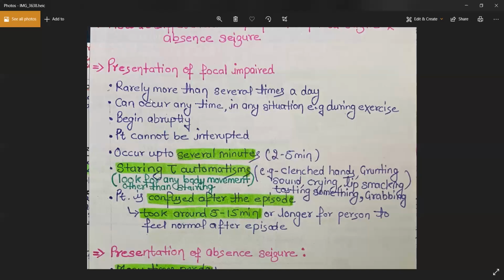These episodes begin abruptly, okay, and the patient cannot be interrupted. You try to wake up the patient, like, listen to me, what happened, but they just do not respond to you. They have this episode which will last for up to 5 minutes. Minutes are there, not seconds, but minute is the very important thing.